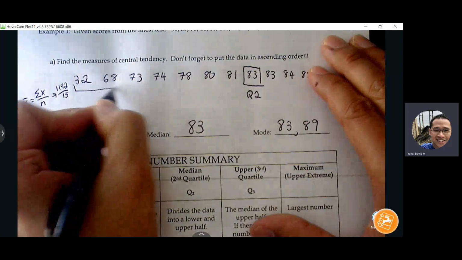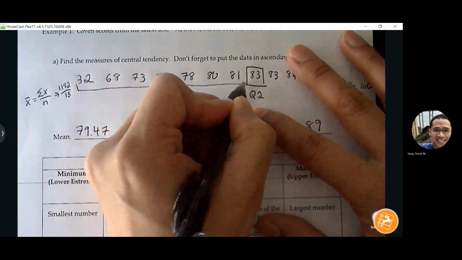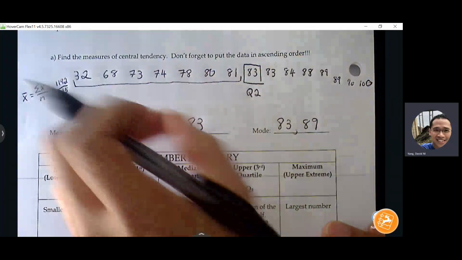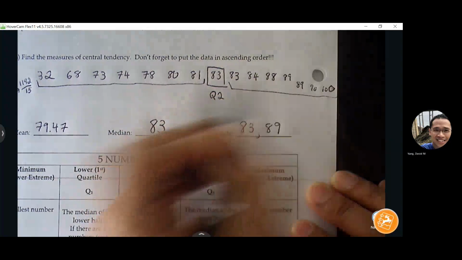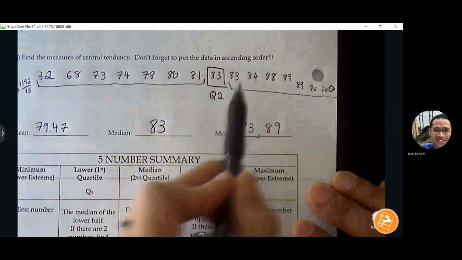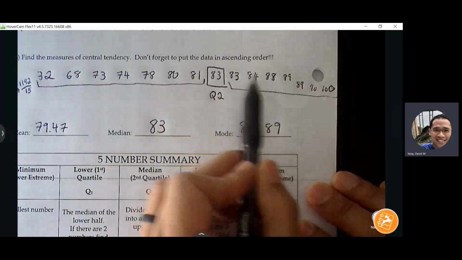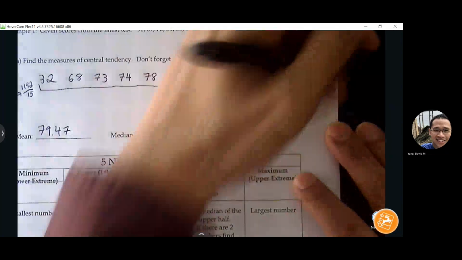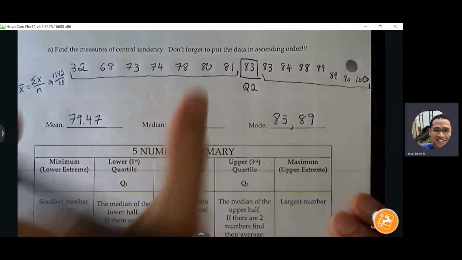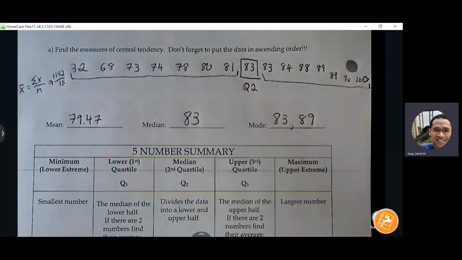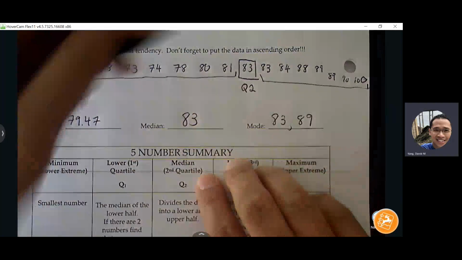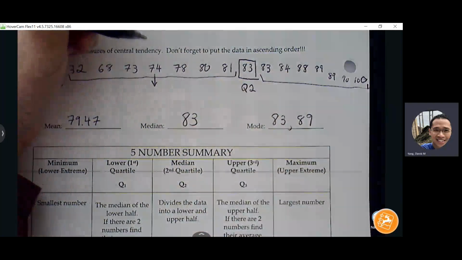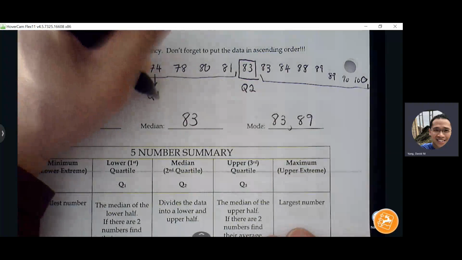So here's my lower half. And from these numbers, I'm going to find my Q1, and my upper half. There should be 7 numbers in each of the halves. So we're going to find the median of the lower half. So what's the median of this lower half here? So 74, right? There's 1 middle number there. If there were 2 middle numbers, we'd find the average, but there's only 1 middle number, so that's our Q1.